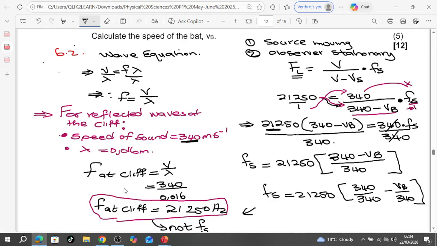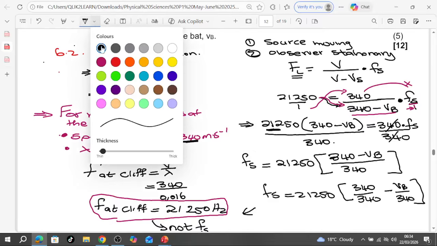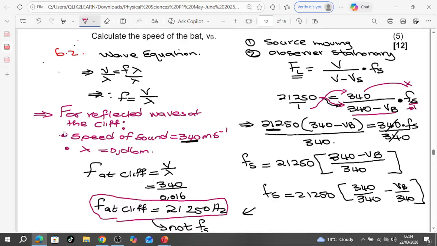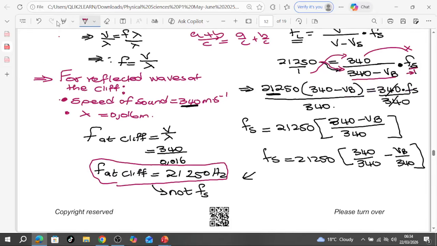Remember how fractions work. If we have one denominator and on top you are subtracting or adding something, if I have A plus B over C, I can write this as A over C plus B over C. That's what I applied on that step. Then when we keep on moving, Fs will now be 21,250 inside the bracket. This is 1 minus VB over 340.